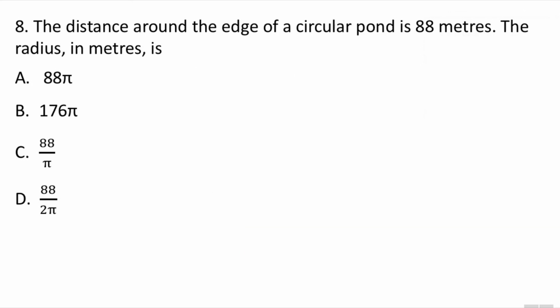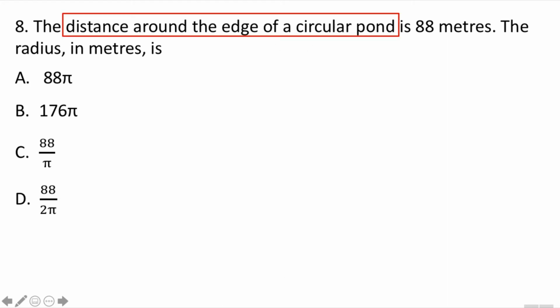Let's now have a look at question 8. So the distance around the edge of a circular pond is 88 meters. The radius in meters is, guys, I want you to realize that the distance around the edge of a circular pond, very important there, that represents circumference because it's a circular pond. And remember, the distance around a shape would have been the perimeter, but for a circular shape we call that circumference. Okay, the circumference, they tell us it's equal to 88 meters.